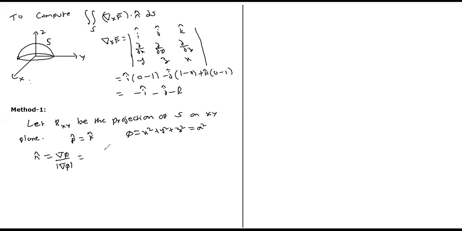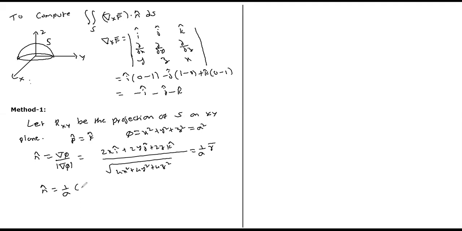Therefore del phi is 2x i bar plus 2y j bar plus 2z k bar divided by root of 4x square plus 4y square plus 4z square. This we have done yesterday. Under root 4 is 2, 2 gets cancelled. x square plus y square plus z square is a square. So what is remaining? 1 by a times r bar. N cap is 1 by a times (x i bar plus y j bar plus z k bar).